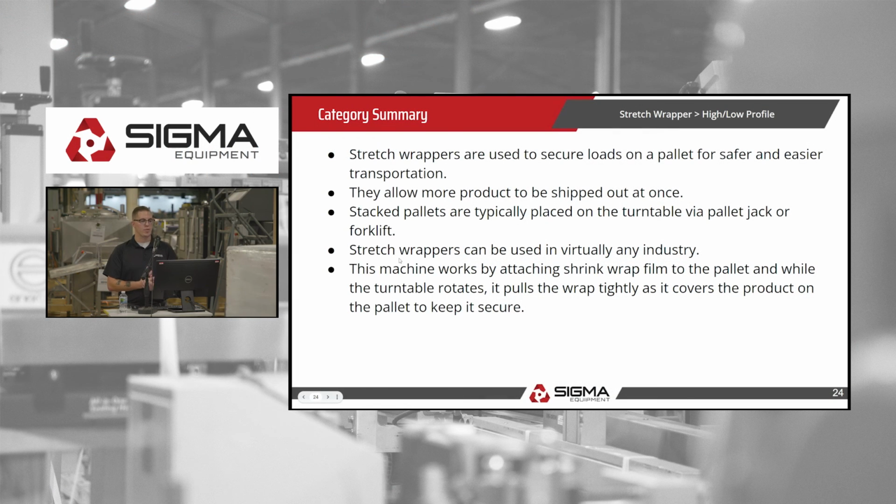In summary, stretch wrappers are used to secure loads on a pallet for safer and easier transportation. They allow more product to be shipped out at once. Stacked pallets are typically placed on a turntable via pallet jack or forklift. They can be used in virtually any industry, and it works by attaching shrink wrap film to the pallet while the turntable rotates. It pulls the wrap tightly as it covers the product on the pallet to keep it safe and secure.